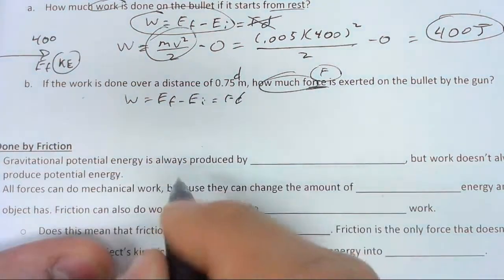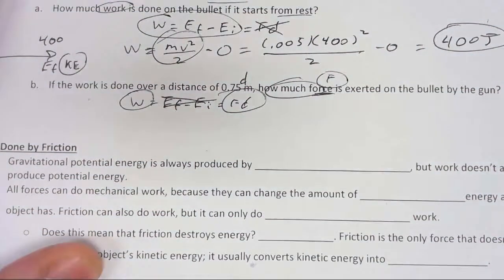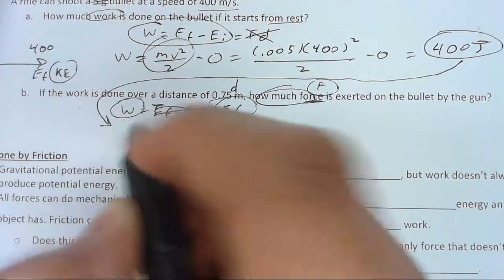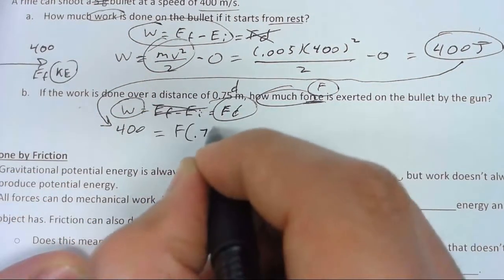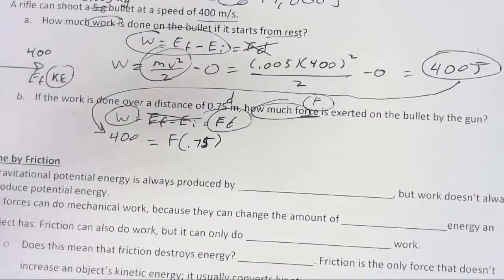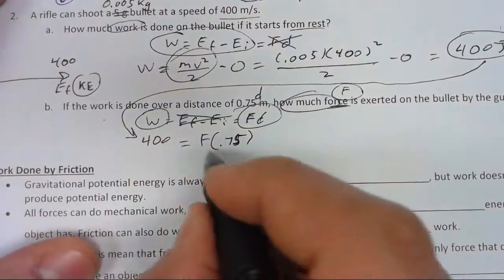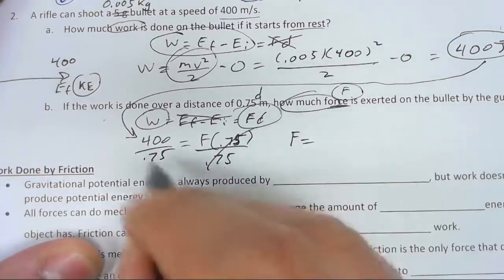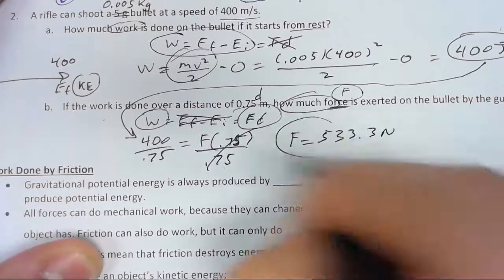But in this one, I'm actually not going to do EF minus EI. It's going to be much easier to do W equals FD, like the old school way we did it, because we just calculated the work up here. So I'm going to put that in. 400 equals force times the distance of 0.75. That's basically saying the length of the barrel is 0.75 meters. That's how long the force was exerted on that bullet. To solve this, you'll divide by the 0.75, and that tells us that the force, 400 divided by 0.75, is 533.3 newtons.